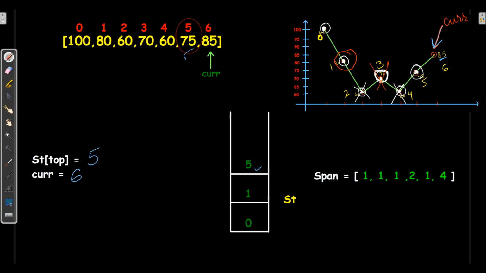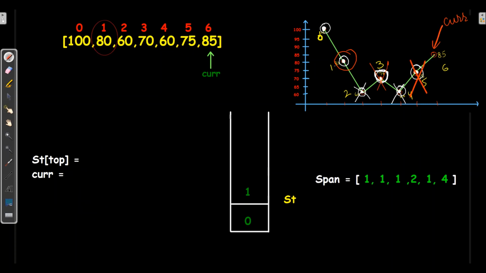Stack top price is 75. Is 75 greater than 85? No. So this 5 will be popped out. So you can see the values less than 85, 75 is also popped out. Now we have all the values less than 85 popped out from the stack, and the values which are left here are greater than that, which we will compare over here.